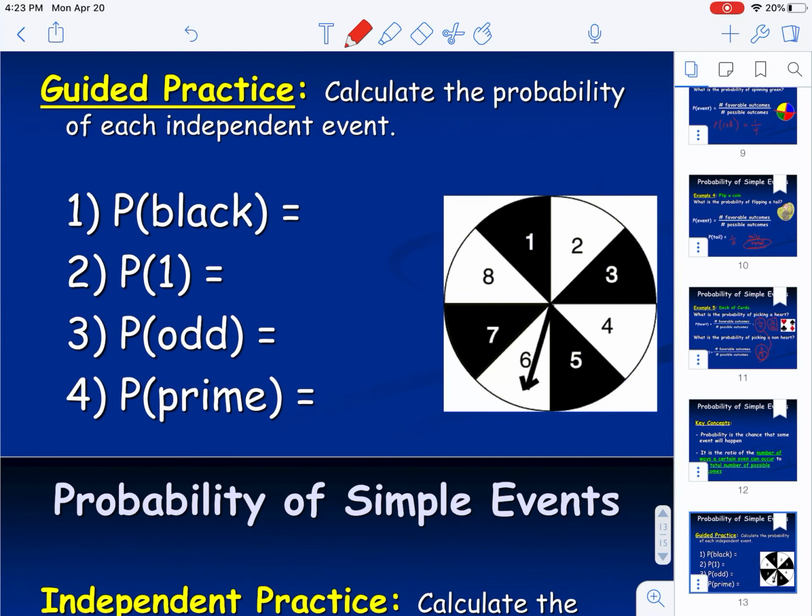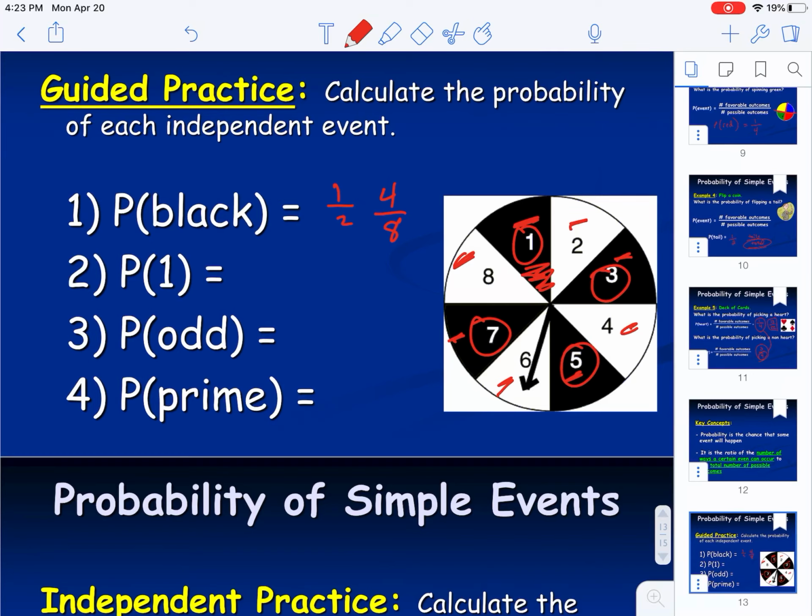All right, look at the spinner. 1, 2, 3, 4, 5, 6, 7, 8. Half of them are black, half of them are white. So I just said that casually, half black, half white. So probability of black, 1 out of 2. Now why 1 out of 2? There's 2 colors and they're equal. One is white, one is black. So out of the 2 colors, 1/2 is white, 1/2 is black. Now, if you did that the long way, 1, 2, 3, 4, that's 4 out of 8, which is 1/2.